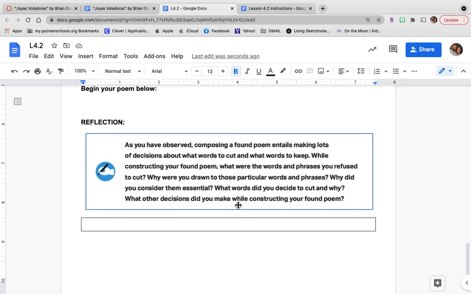Again, you have plenty of time to do this for this class. At this point, you should be working on your constructed poem and then doing your reflection. Whatever time is remaining, please make sure you get your independent book out and do some reading.